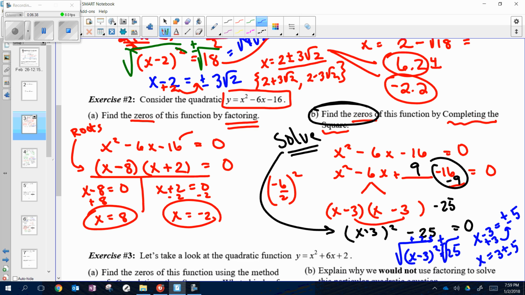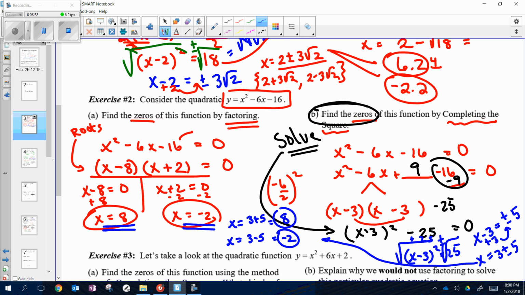My gosh, I have run out of room. What am I going to do? Okay, I'm going to take it way over here. Sorry about the mess. So I got 2 problems I got to do to get these x's. I got to do 3 plus 5 and 3 minus 5. My answers are 8 and negative 2. Look at that. 8 and negative 2.